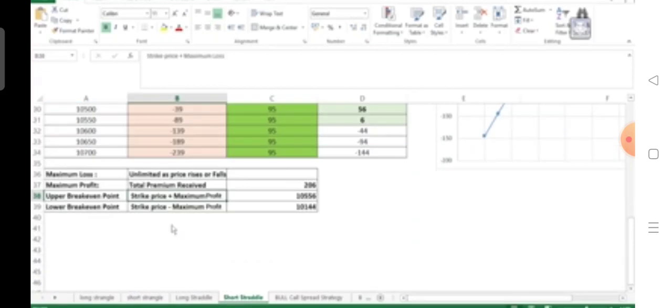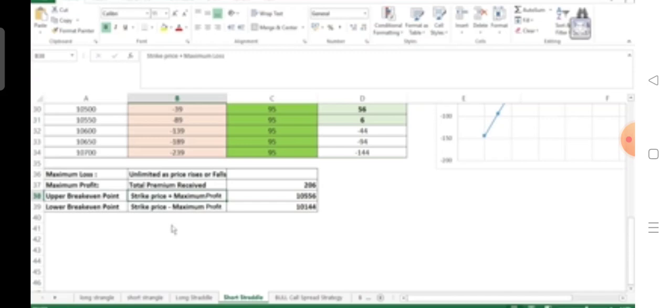To summarize the transaction, since we are the seller of an option, our profit will always be limited. The maximum profit will be the total of the premium which we have received, that is 111 plus 95, making a total of 206. The maximum loss is theoretically unlimited, as the price falls or rises considerably outside our range, we start incurring a loss.